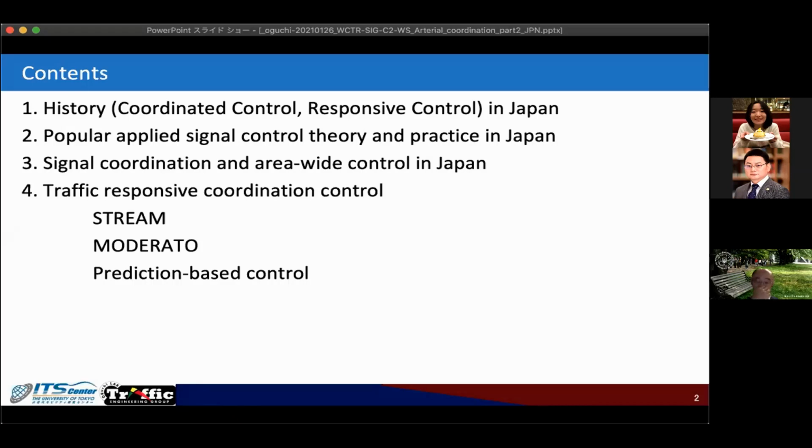Actually, this is drawn from my lecture slides. And the third one is also from my lecture on signal coordination, and I try to extend the idea to the area-wide control. And the fourth one is some applications provided by the Japanese industries and also applied with the Japanese police agencies. Actually, in Japan, signal control is the responsibility of the police agencies for each prefecture. And the national general rule is provided by the National Police Agency.